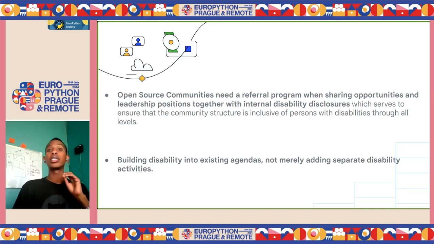And then building disabilities into existing agendas and not merely adding separate disability activities. This is easier said than done. Mostly you'd find that people have special rooms for persons with disabilities and all that. But persons with disabilities just want to be included as you are being included. They're not requesting any special treatment. They don't need that. They're not requesting any sympathy. They just want you to include them into your existing agendas and not just add them as a separate disability activity.